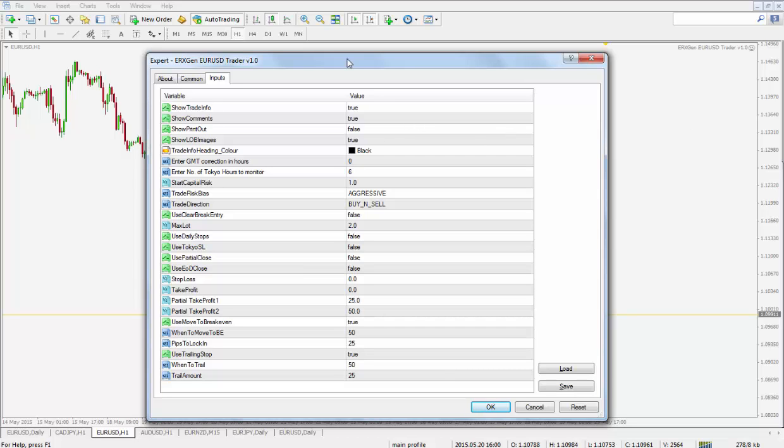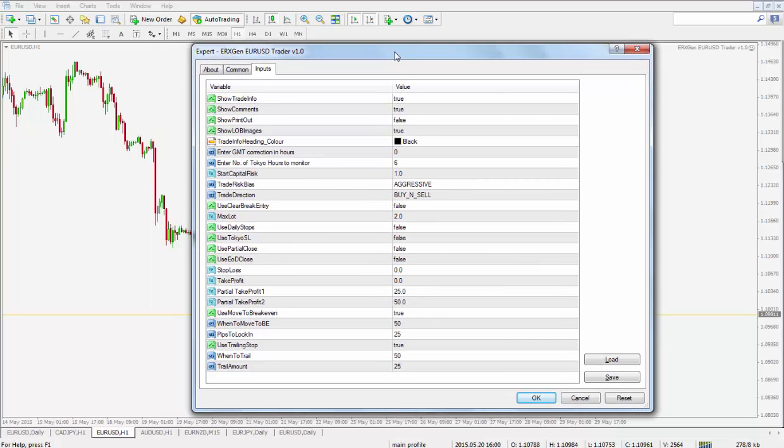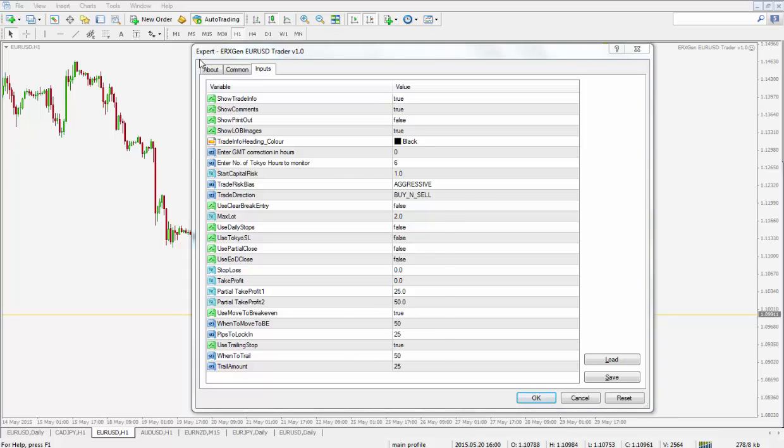Show comments. Show comments will display again critical information around the three rules of the strategy: the GMT time, the platform time, the GMT correction hours, the breakout candle, the retracement candle for the trade.